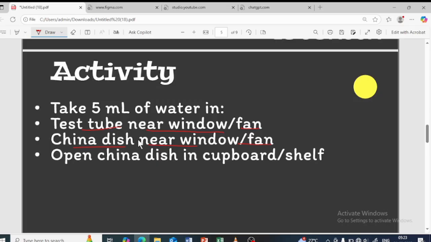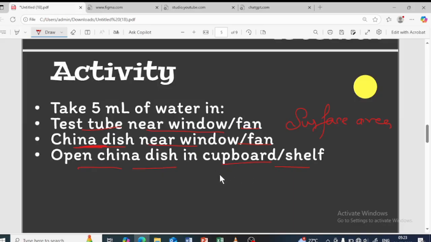The water present in the china dish is going to evaporate fast. What is the reason? Surface area, right? The surface area is more here than that of the test tube. Hence, obviously, the water present in the china dish is going to evaporate at a faster rate compared to that of the test tube. Now I am going to keep the open china dish in the cupboard or the shelf.